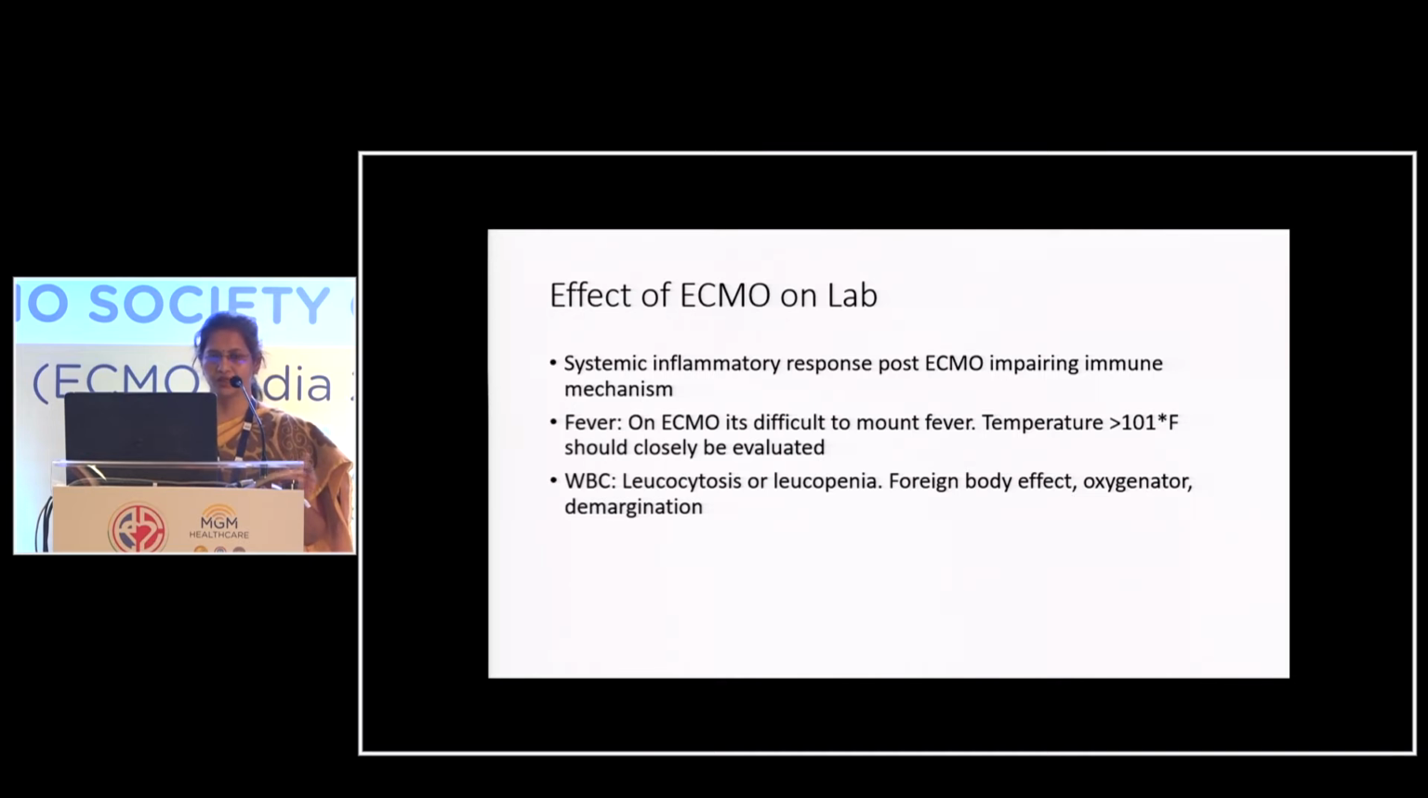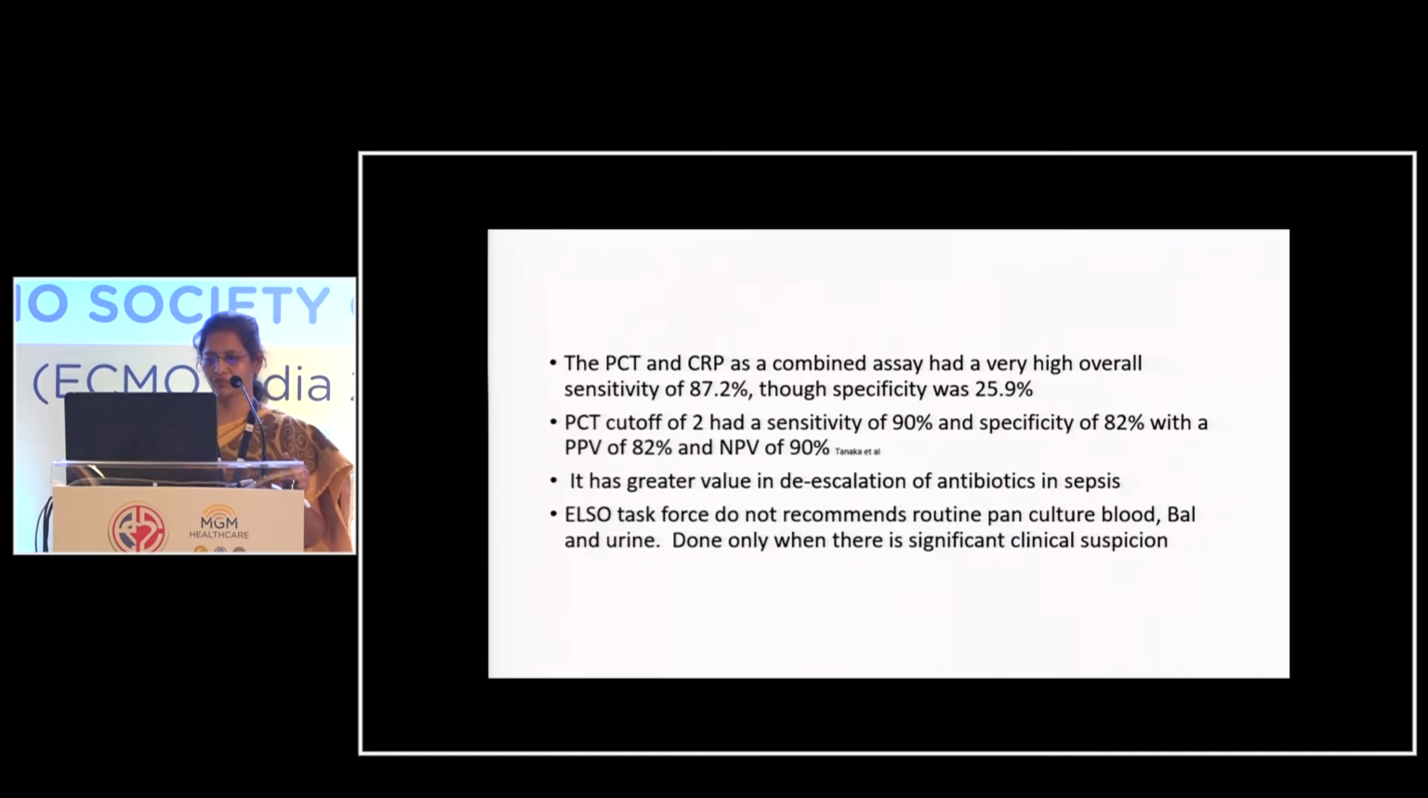WBC count: leukopenia is not a good marker in ECMO, as leukocytes can be sequestered, or the count can increase based on the foreign body effect, oxygenator, and demargination. For other markers like procalcitonin and CRP, if done together, the sensitivity is high, 87%, but specificity is still low. With the procalcitonin cutoff in ECMO patients, the sensitivity increases to 90%, specificity 82%, with a positive predictive value of 82% and a negative predictive value of 90%. It has greater value in de-escalation of antibiotics in sepsis.